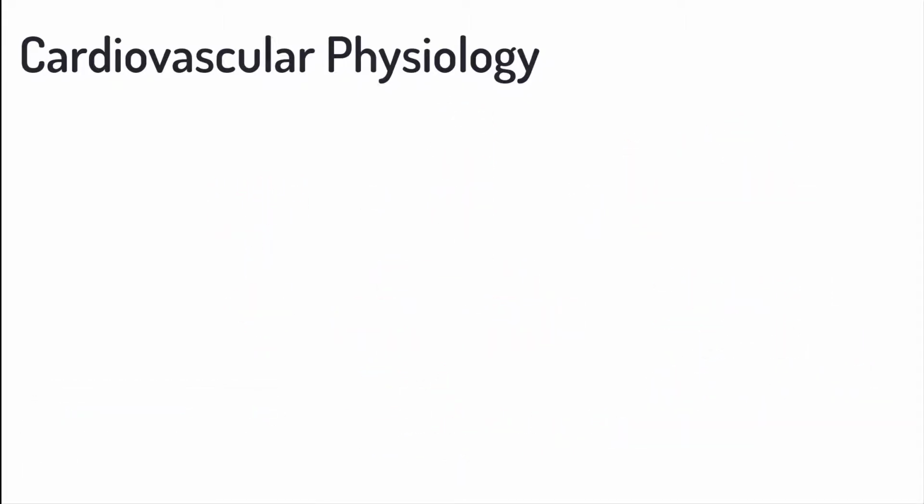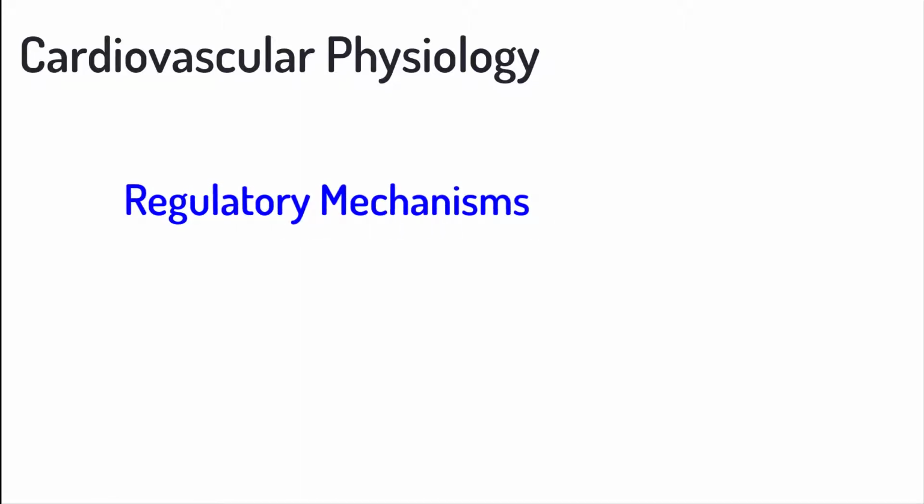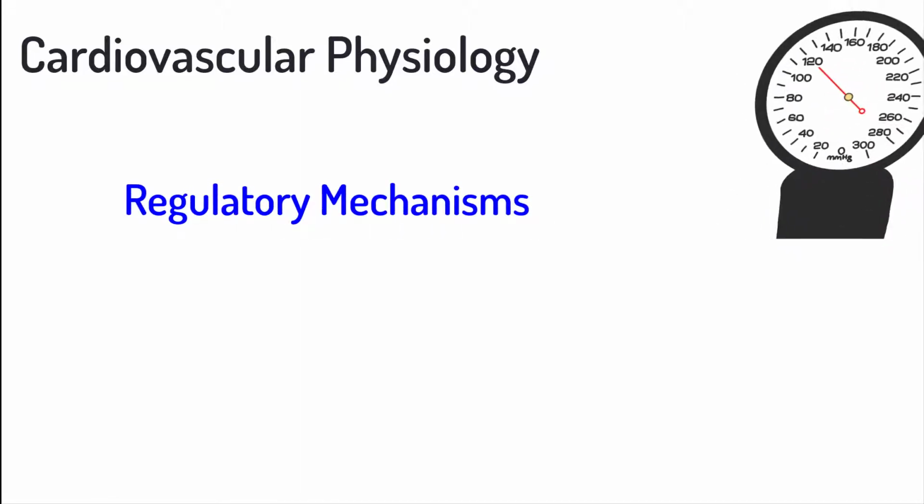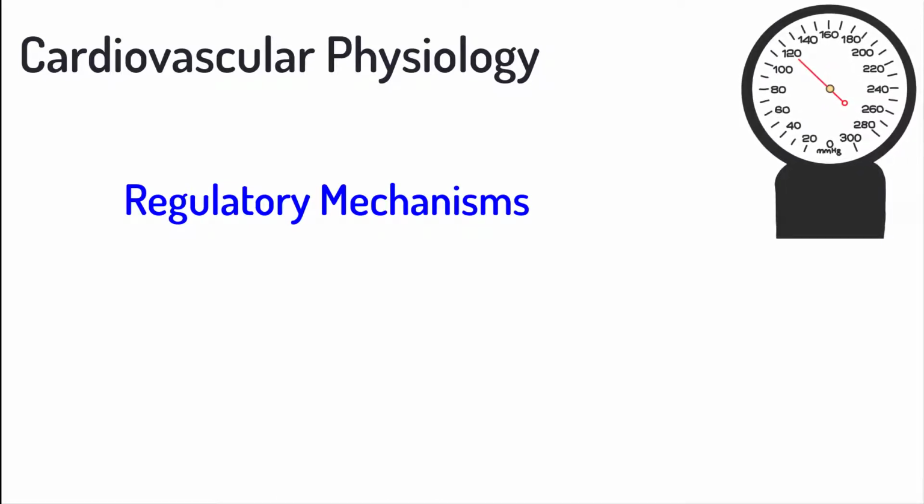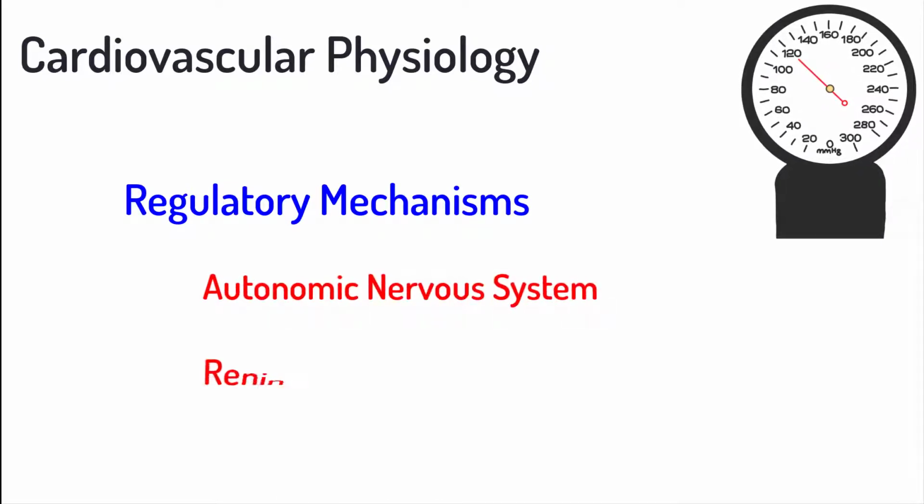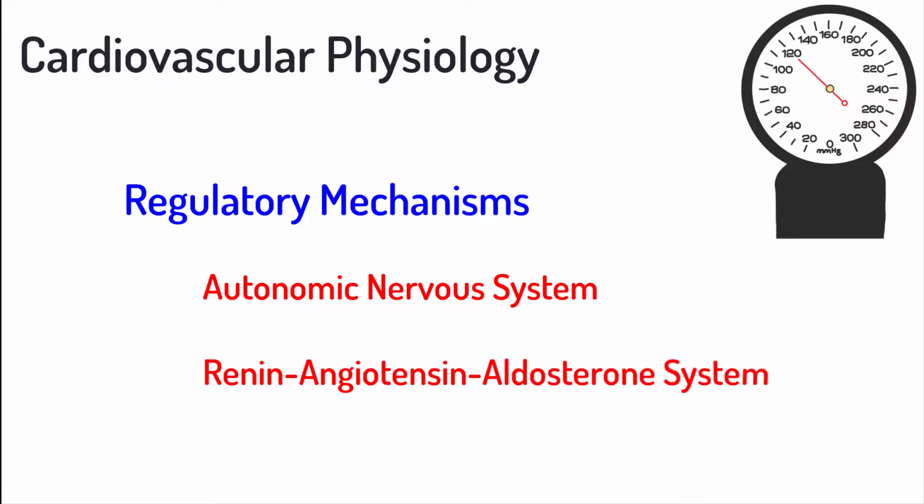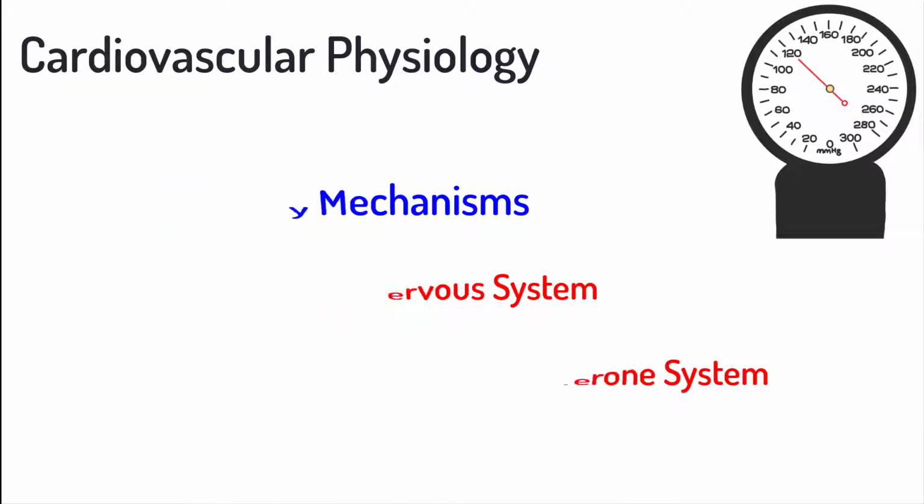In order to achieve adequate tissue perfusion at all times, our bodies have regulatory mechanisms in place to maintain a relatively constant blood pressure. These mechanisms include the autonomic nervous system and the renin-angiotensin-aldosterone system, among others. A thorough discussion of the specifics of these mechanisms is outside of the scope of this module, but it will be sufficient to know that the primary goal of these mechanisms is to maintain a normal blood pressure.